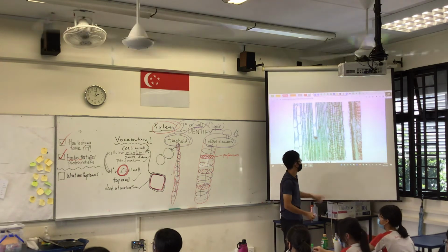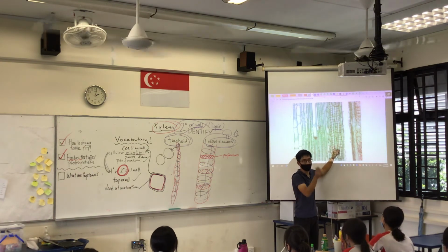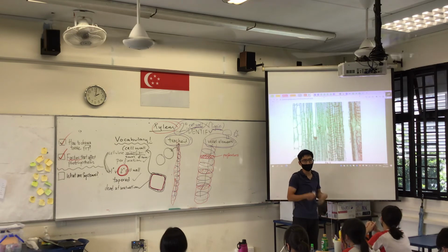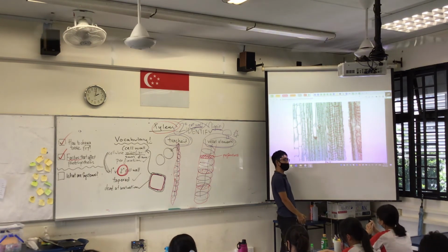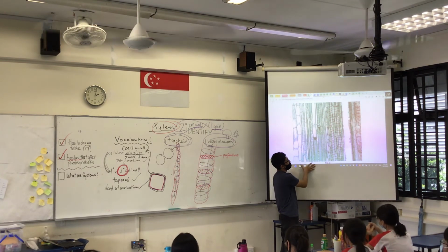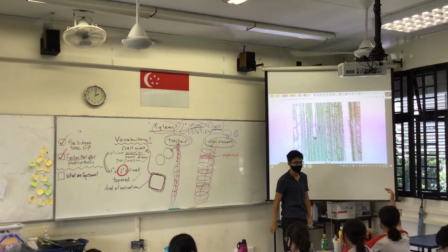Everything with the red thing is all the lignin being deposited, to give it some structural integrity. So the rest are all the one. Yeah, so very likely next week we'll look at phloem. Likely these are phloems. Yes.